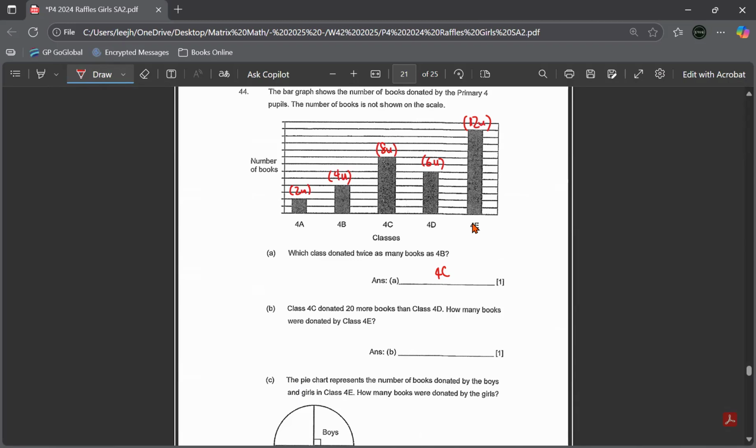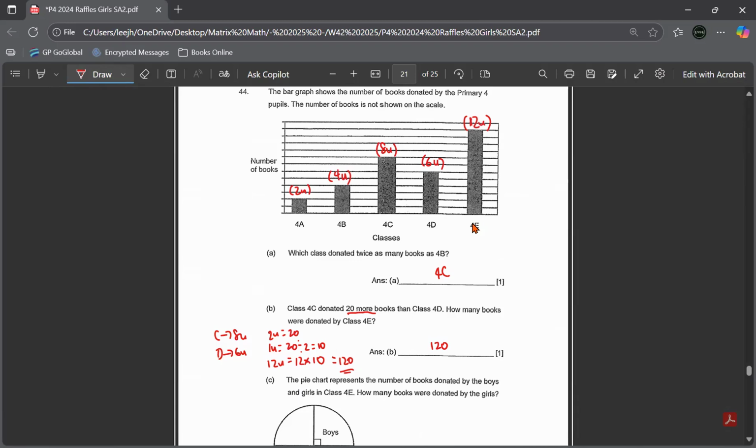Okay, question B. 4C donated 20 more books than class 4D. How many books were donated by class 4E? So we look at 4C. 4C, 8 units. But what about 4D, 6 units? So D, 6U. Difference is 2U. 2U is 20 books. So look for 1U, 20 divided by 2, 10. 4E is 12 units. So 12 times 10. 120 books. So just like 120.